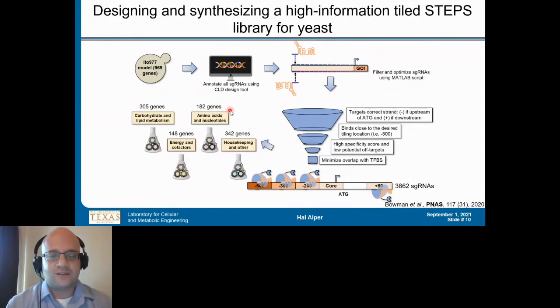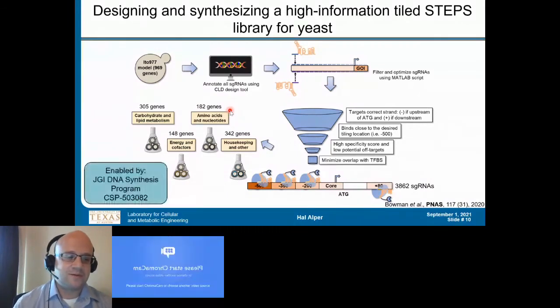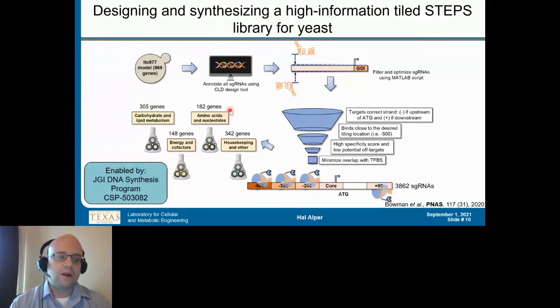And then thanks to efforts and support from the JGI DNA synthesis program, we were able to create these guide RNA pools that we binned into roughly 4 different functional groups that really spanned a significant number of targets within yeast.